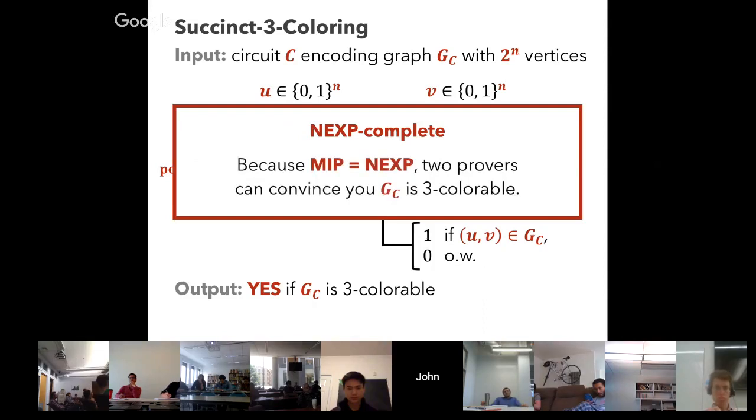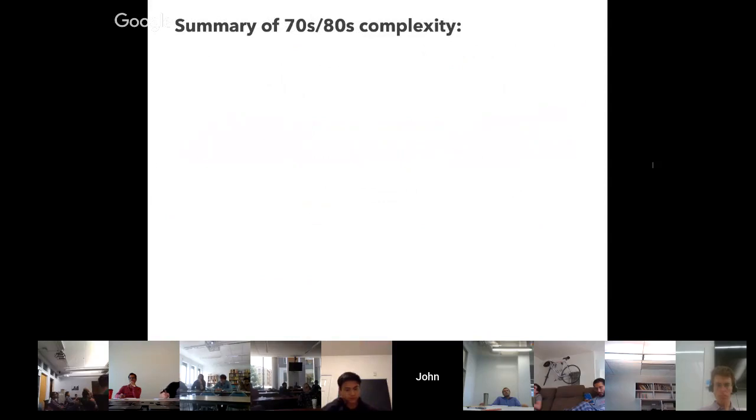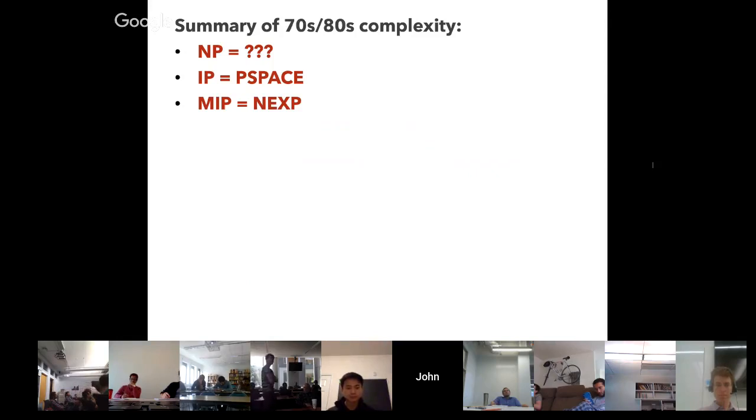Because MIP equals NEXP, two provers can actually convince you that this graph is 3-colorable. That's pretty surprising because this graph is so large, it's exponential size, you can't even read it. You don't even know what the whole graph is. But in spite of that, two non-interacting provers can convince you that it's 3-colorable. So, a summary of 70s and 80s complexity: NP, don't know; IP equals PSPACE; and MIP equals NEXP.